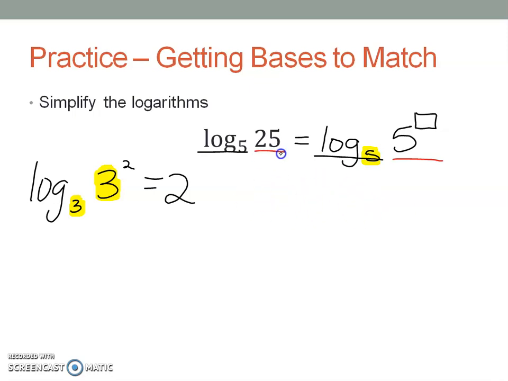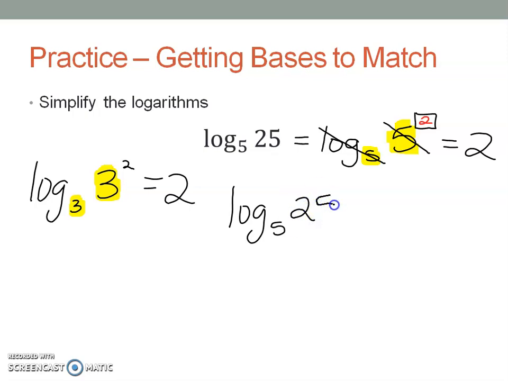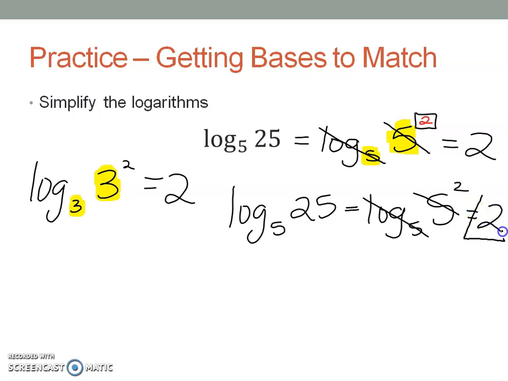Okay? So when I do this problem, I've got a log base 5. I know that the two 5s have to be the same. So my question is, 25 is the same as 5 to what power? Well, that's 5 to the second power. Okay? So now I've got their bases to match. Since their bases match, I can cancel, and I'm left with an answer of 2. So log base 5 of 25 equals, I can't cancel that there, so I've got to make their bases match. 25 is the same as 5 squared. Now that they match, I can say that my answer is 2.